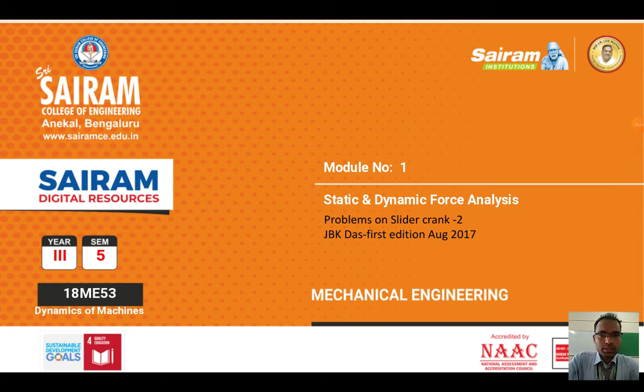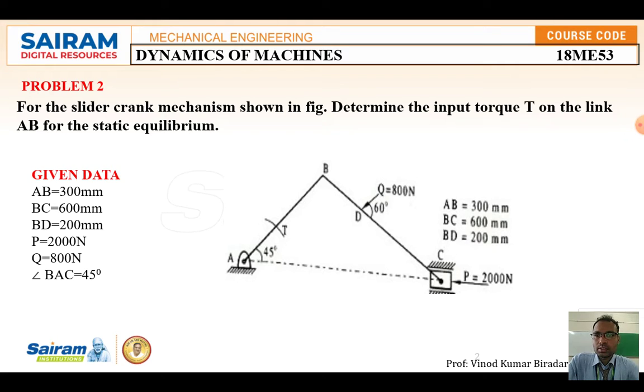Now I'm going to solve the second problem on the slider crank mechanism. Here the question is given like this: for the slider crank mechanism shown in the figure below, determine the input torque T on the link AB.